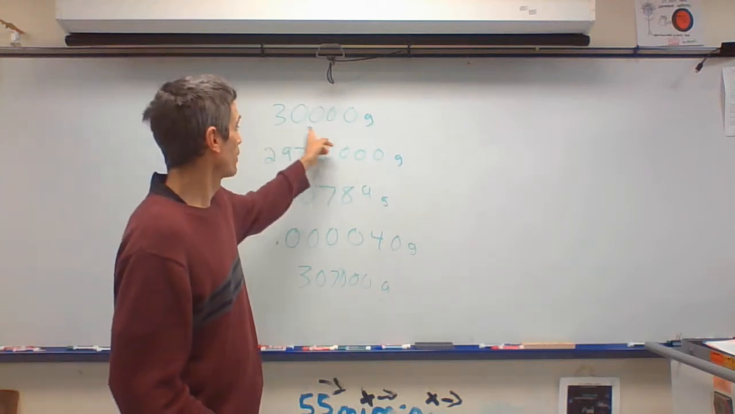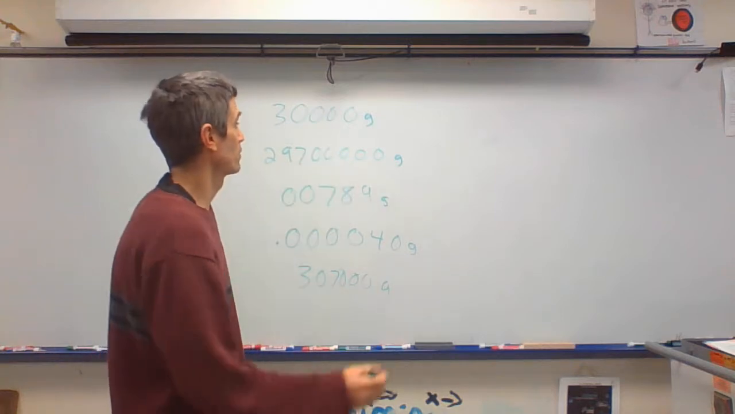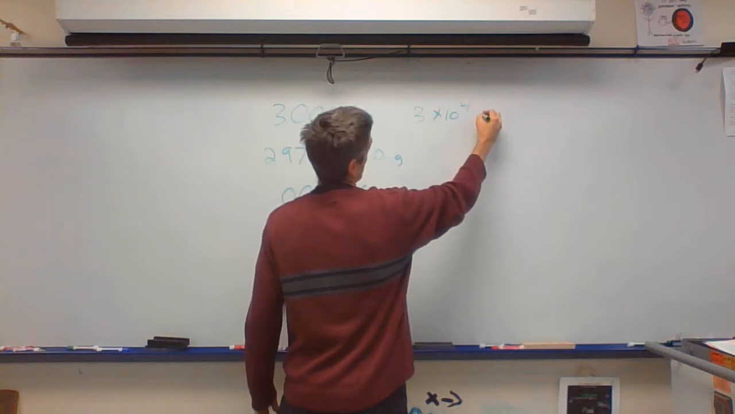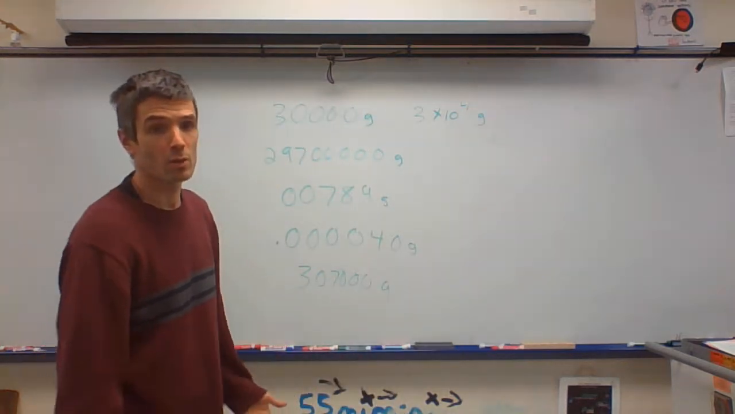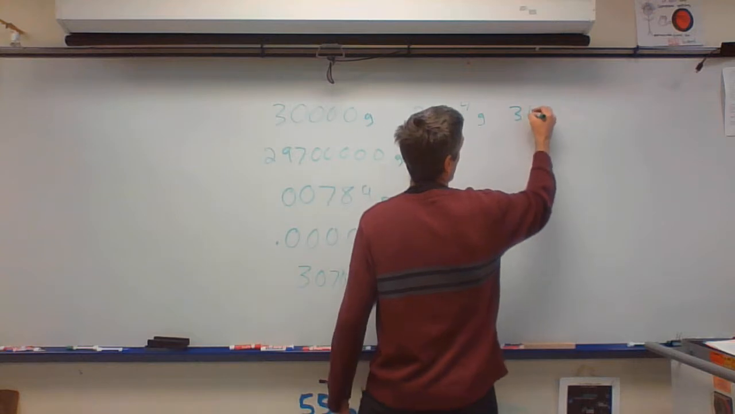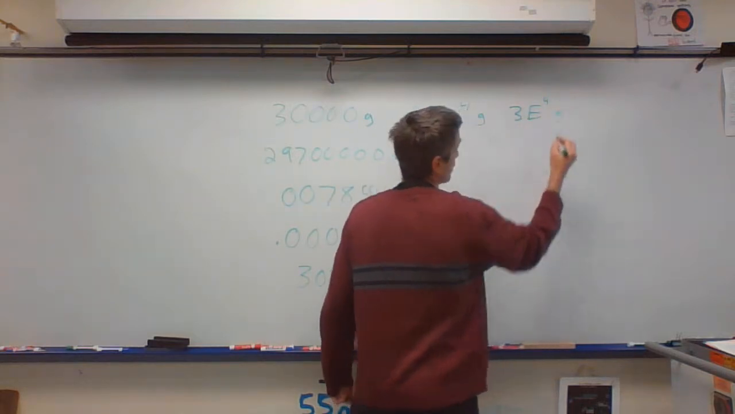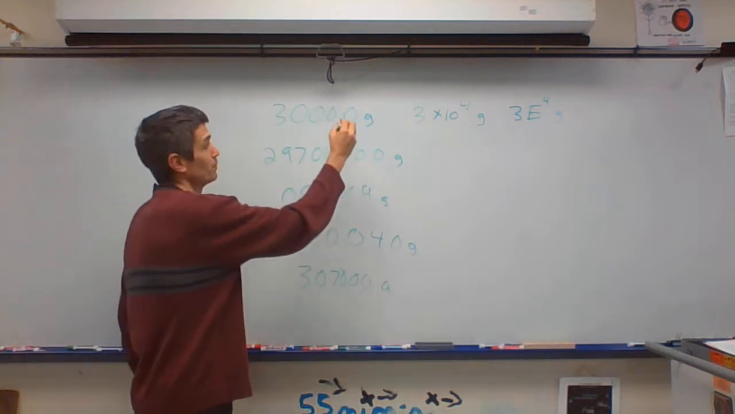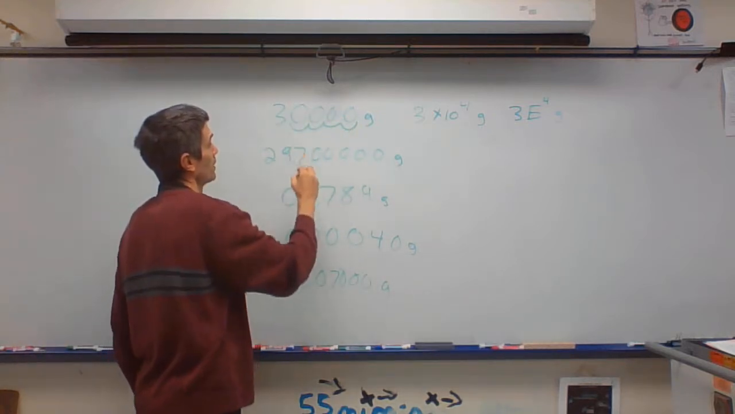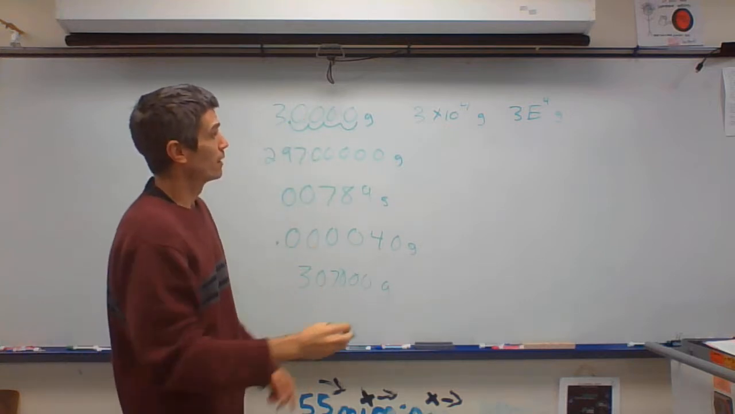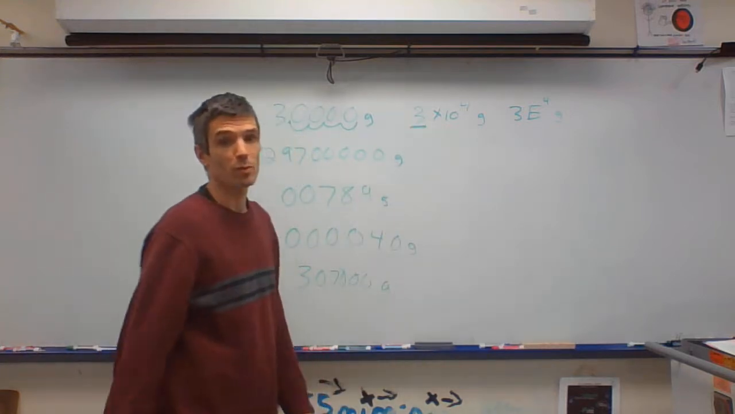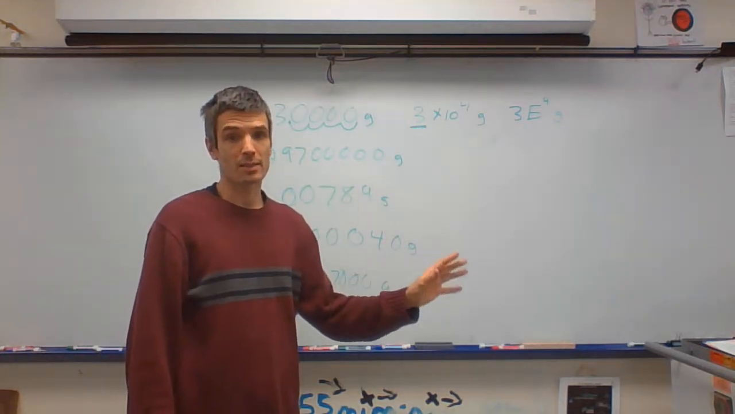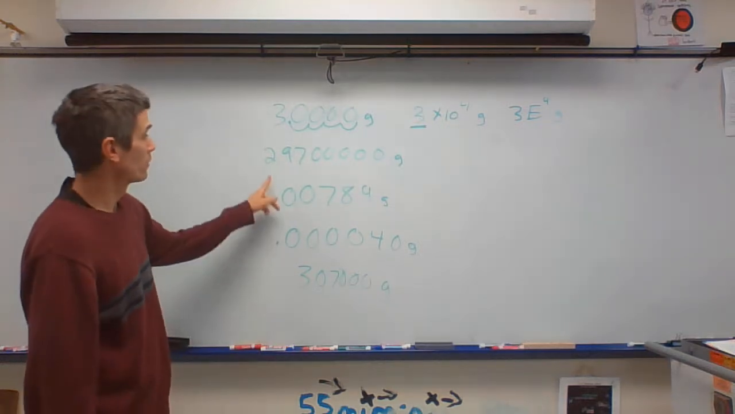Now let's take 30,000. 30,000 in scientific notation is 3 times 10 to the fourth. You could also write that as 3e to the fourth grams. And I got that by finding the decimal and moving it so that I had a number that was greater than or equal to 1 and less than 10. All right, here's another one.